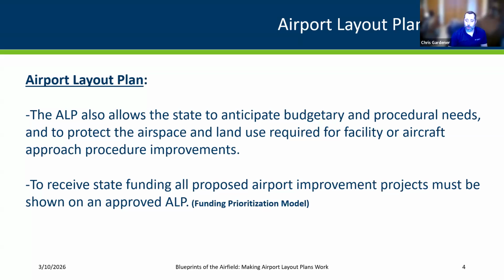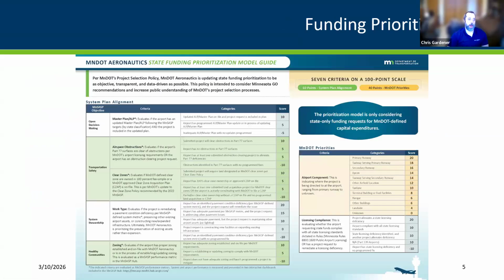So also important here, and we're bringing up funding again. To receive state funding, all proposed airport improvement projects must be shown on an approved ALP, funding prioritization model. So we are going to take a look at that next here. And I hope everyone is somewhat familiar with the funding prioritization model that we've had for the last several years at the state here.